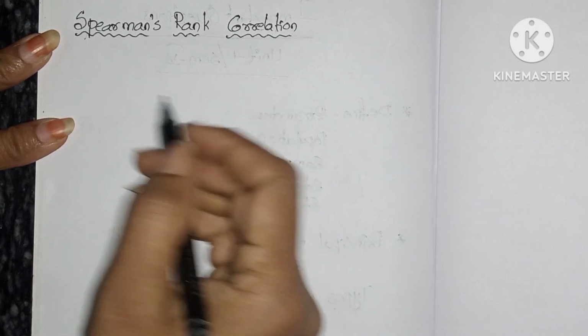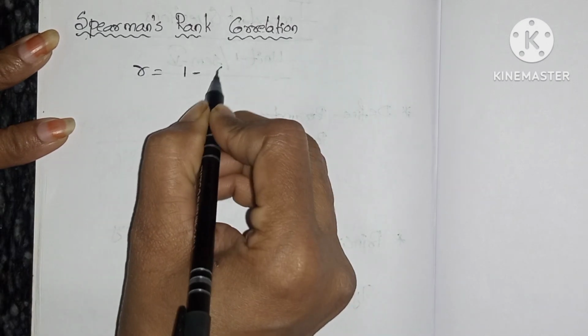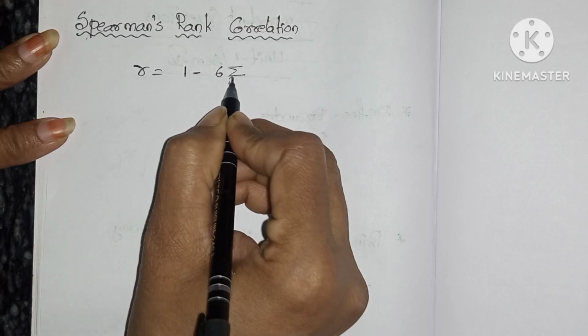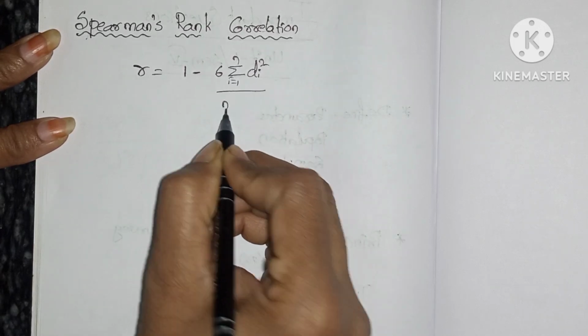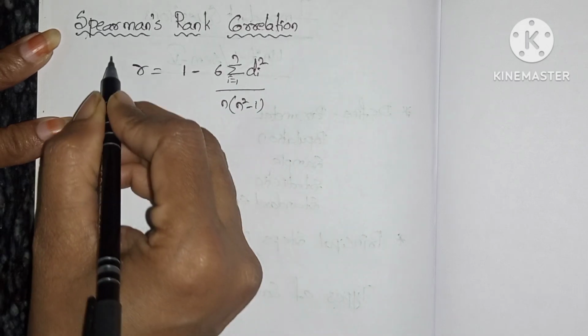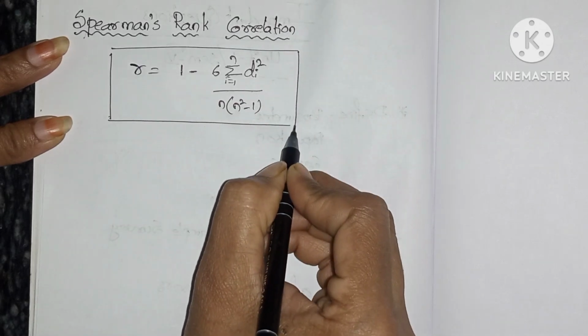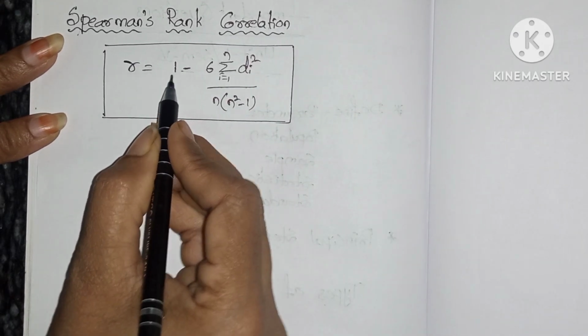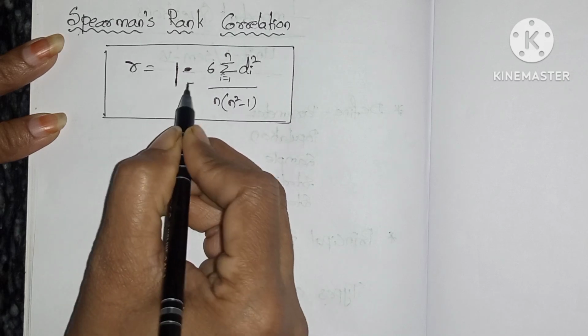So the formula is R equals 1 minus 6 summation i equals 1 to n di square by n into n square minus 1. This is the formula for Spearman's rank correlation. You should not write it like this; the numerator and denominator should be written separately.